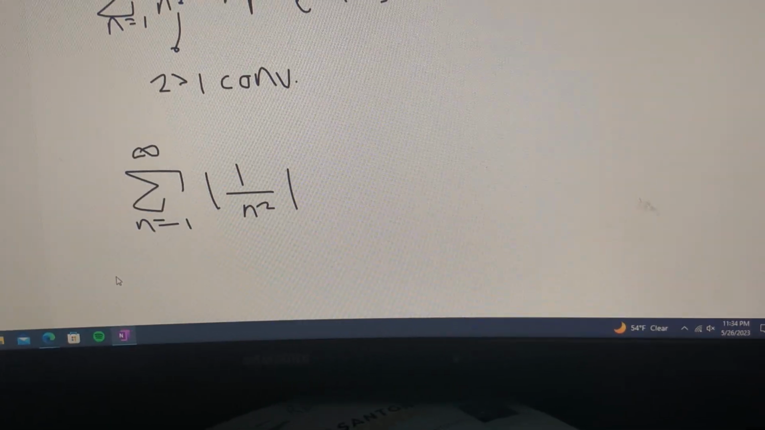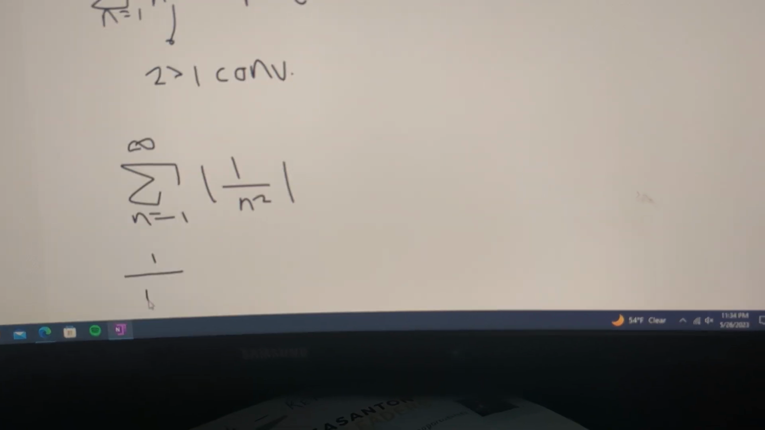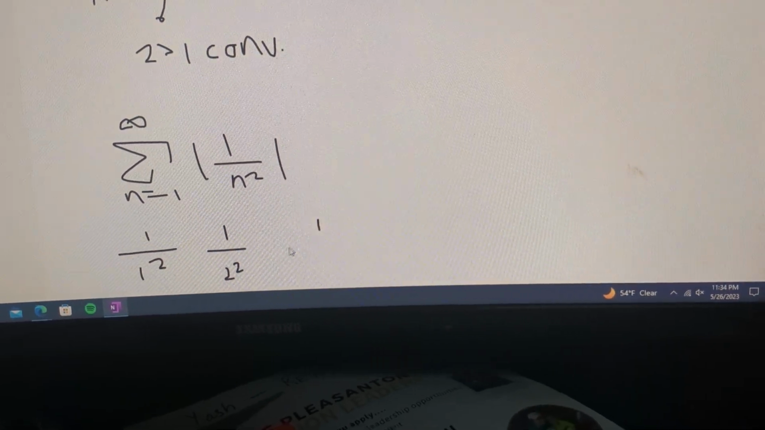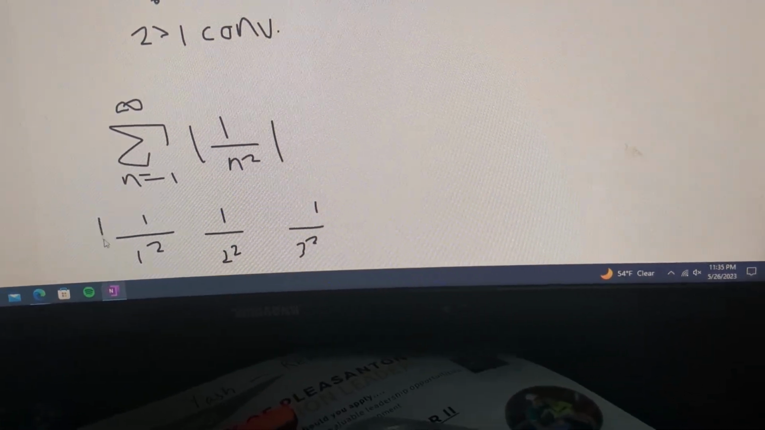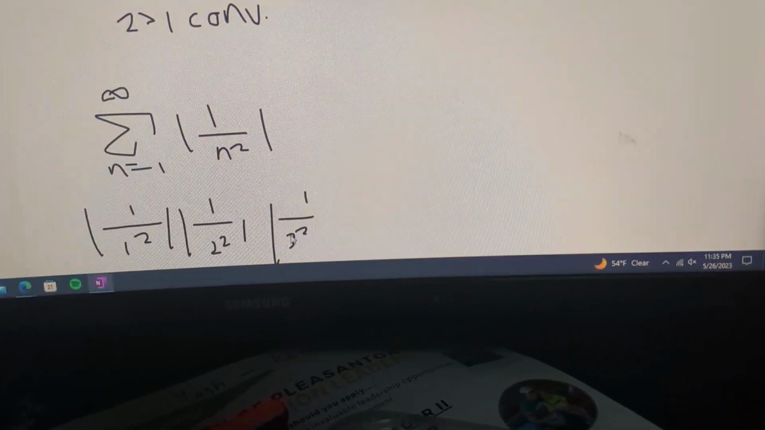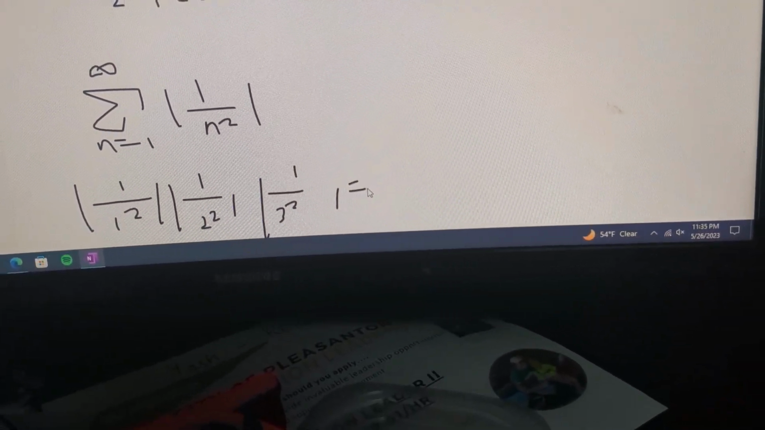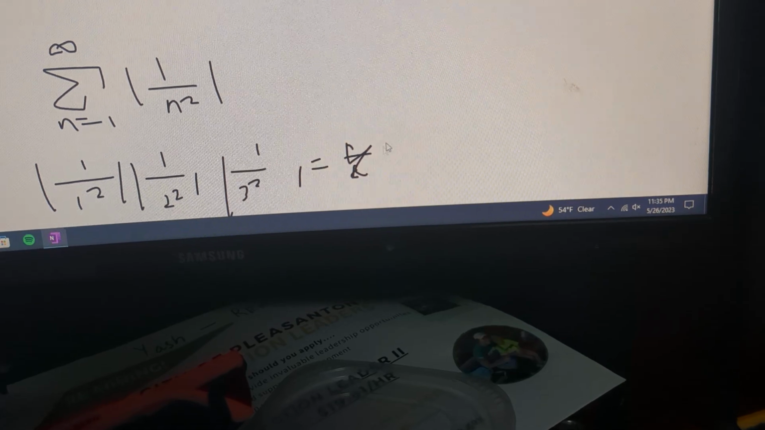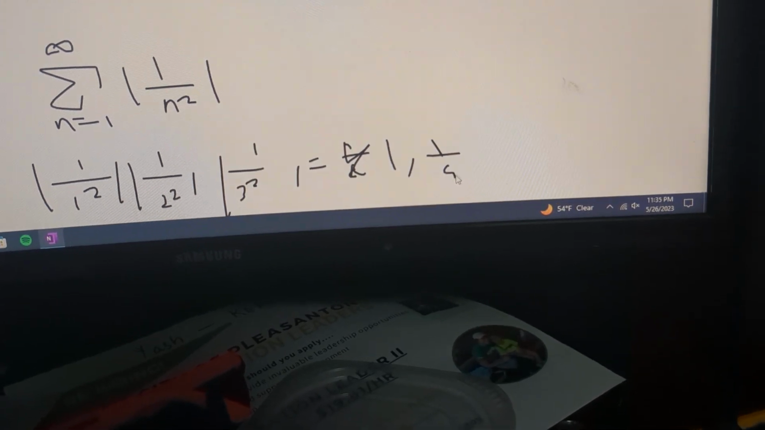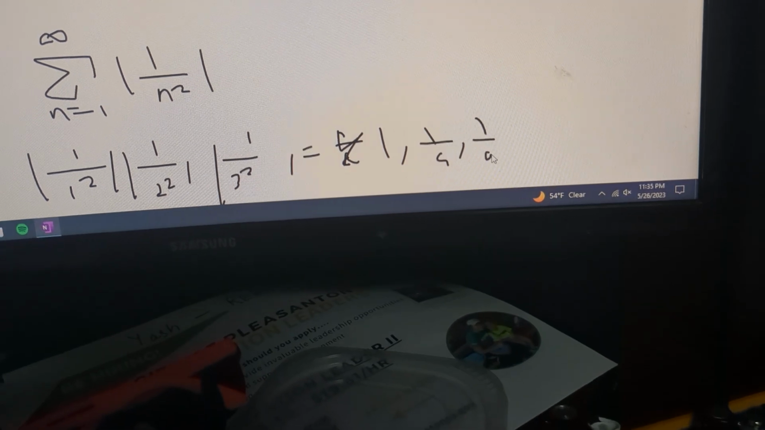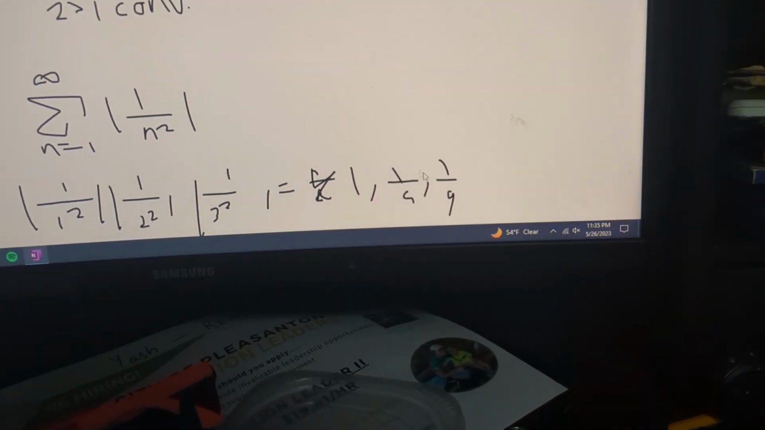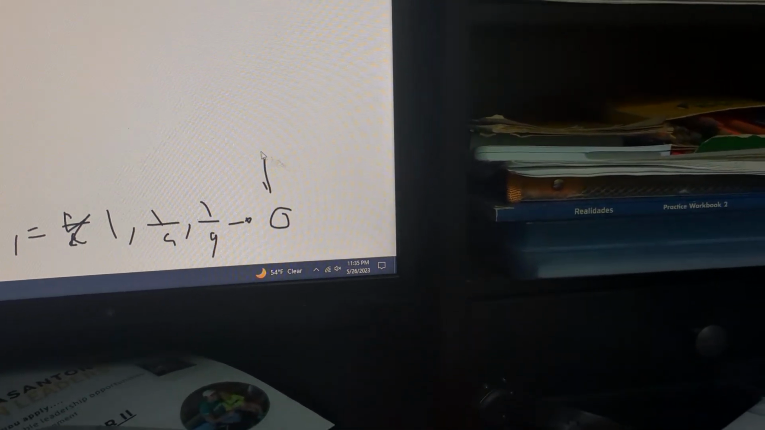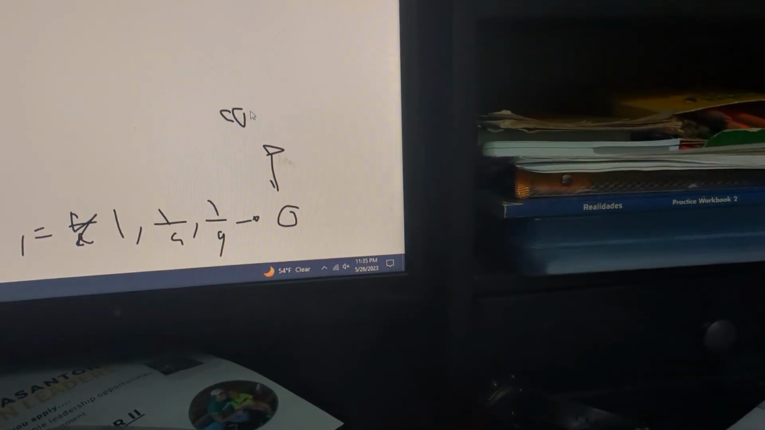Now, if we do that, we can realize that, all right, let's go 1 over 1 squared, 1 over 2 squared, 1 over 3 squared, right? Absolute value of all of these, you get 1, 1/4, and 1/9. So what we can see with all three of these is that they're gradually approaching 0, hence they are converging.